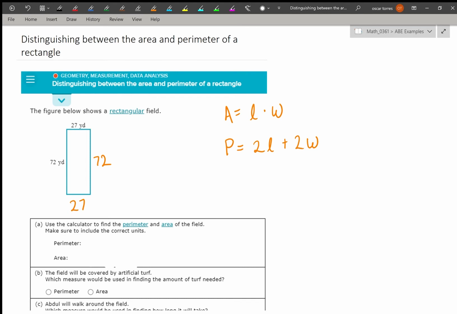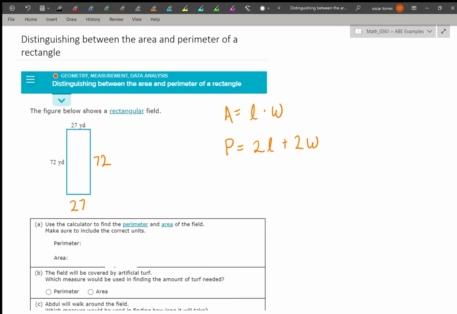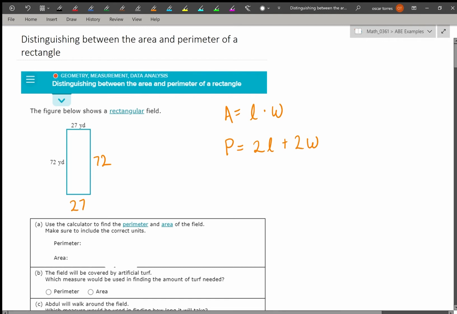To actually find the perimeter of the rectangle, you can either follow this formula, or you can simply add up all of the sides of the rectangle, and they will both give you the same answer if done correctly. So for part A, they do tell us to use a calculator to find both of these values. So I want to encourage you to do that for these problems at least.